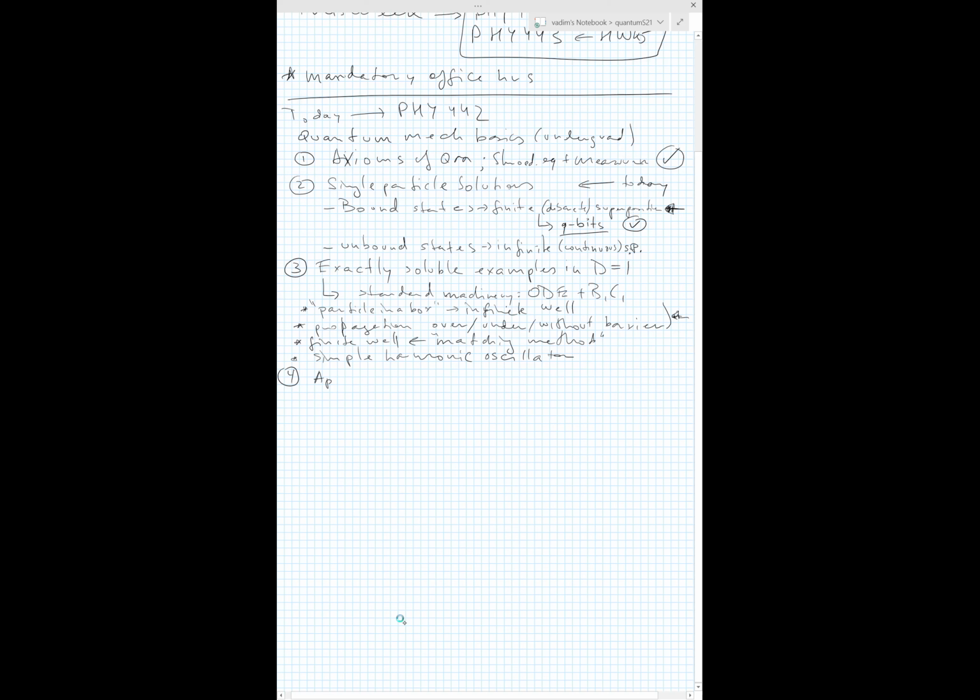So the next set of topics, which are going to be just giving you a flavor of it, is the approximation tricks that we use in quantum mechanics.